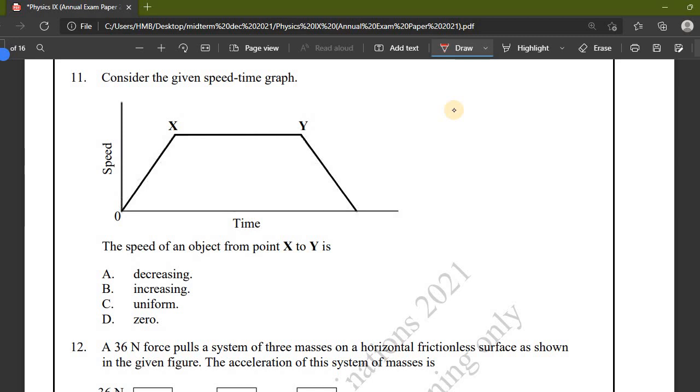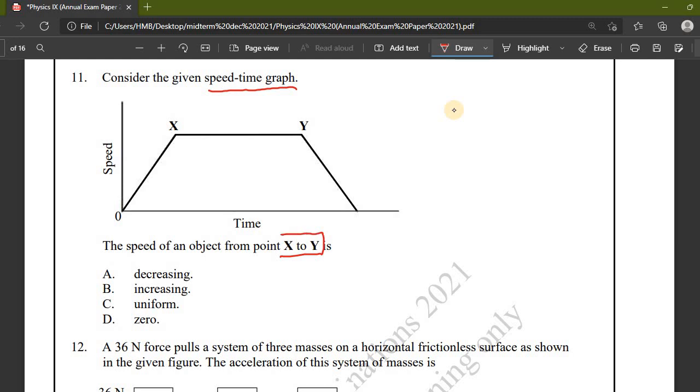Now let's see question number 11. We have a speed-time graph in this question, showing the speed of an object from x to y. We have to analyze the type of motion in the region x to y. As we can see, this is a straight horizontal line, and this type of line in a speed-time graph shows that the speed of the body is constant.